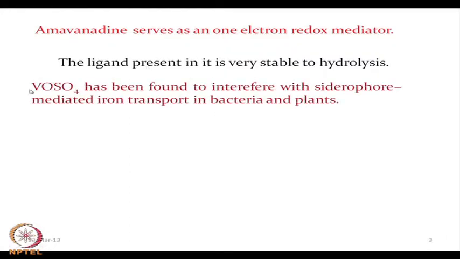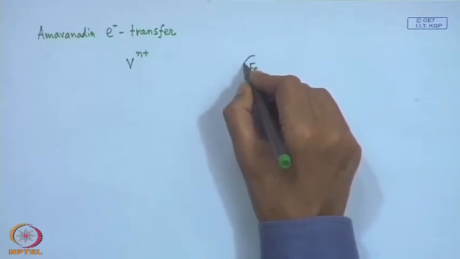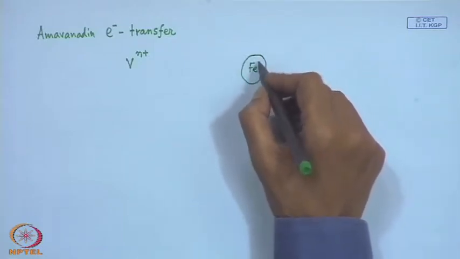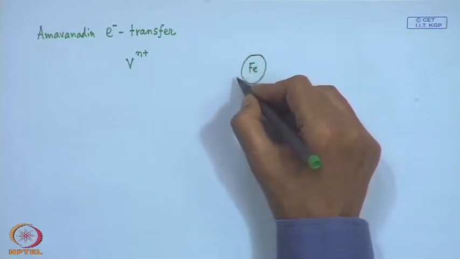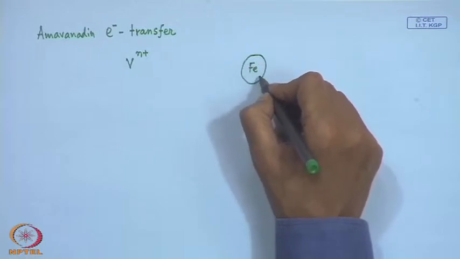And also we can see that if we take the laboratory available molecule like vanadium sulfate instead of vanadium acetate, what has been prepared from the amavadine molecule has been found to interfere with the siderophore mediated iron transport in bacteria and plant. Just now we were discussing that the iron center is there and we can have some siderophore ligand to trap this iron, and this siderophore ligand system is well suited. That means the cavity size is such that it can trap iron.